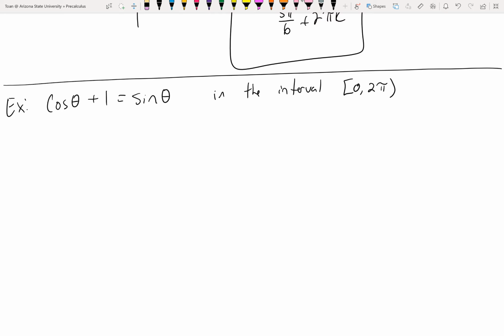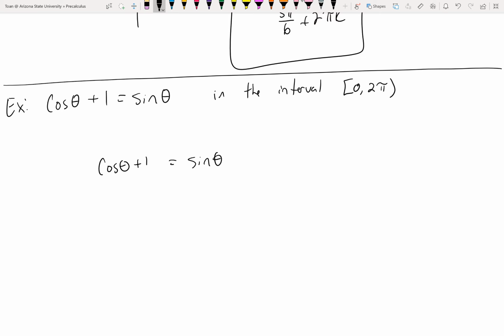What can we do? The technique in this case, if you only have one sine and one cosine, is just square both sides, right? Isolate the sines and cosines, put the sine on one side, put the cosine on the other, and you just got to square both sides. That's exactly what we're going to do first.